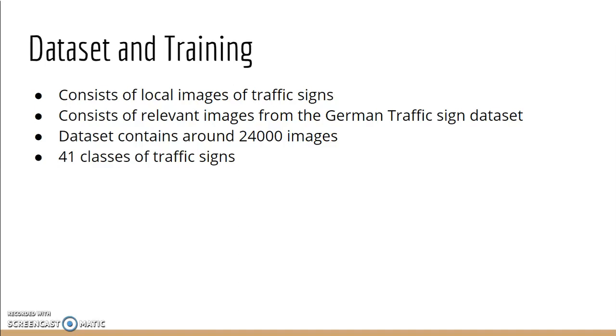After gathering local images and merging them with an existing dataset, namely the German traffic sign dataset, my constructed dataset amounted to around 24,000 images for 41 classes of traffic signs. The gathering of the local images was indeed a tiring job, but thanks to my friends and relatives, I managed to get a decent amount to conduct the learning.